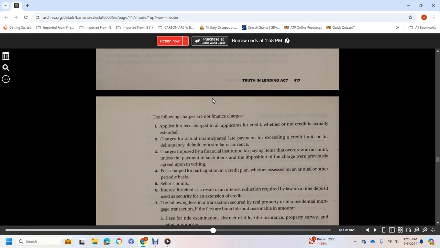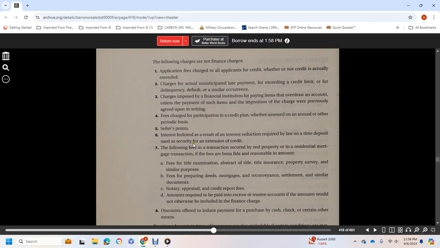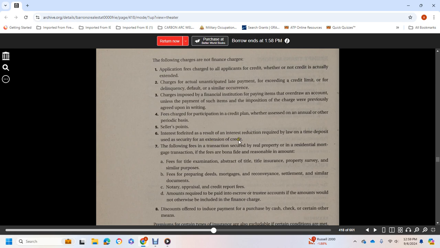The following charges are not finance charges. 1. Application fees charged to all applicants for credit, whether or not credit is actually extended. 2. Charges for unanticipated late payment, exceeding a credit limit, or for delinquency, default, or a similar occurrence. 3. Charges imposed by a financial institution for paying items that overdraw an account, unless the payment of such items and the imposition of the charge were previously agreed upon in writing. 4. Fees charged for participation in a credit plan, whether assessed on an annual or other periodic basis. 5. Other points, and interest forfeited as a result of an interest reduction required by the laws of a time deposit, either security with an extension of credit.